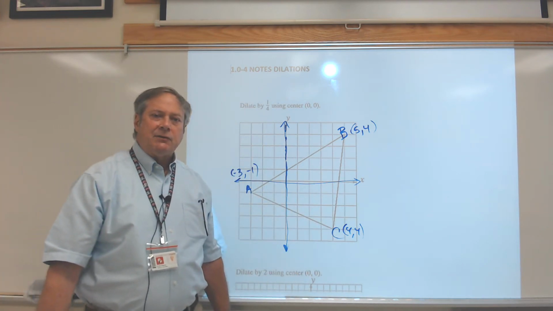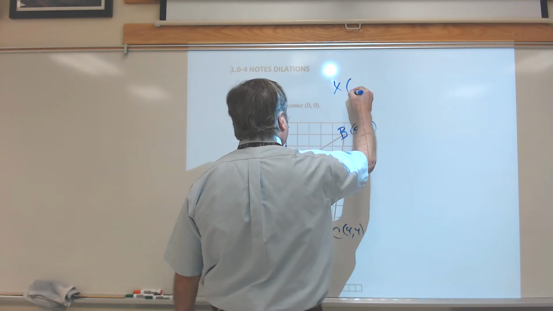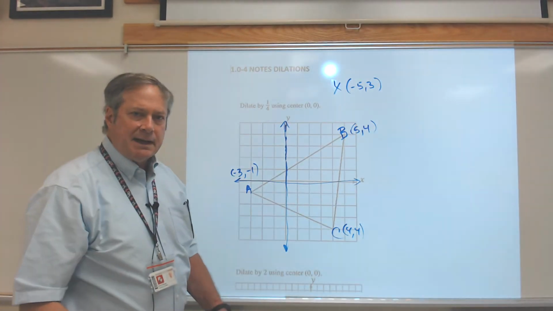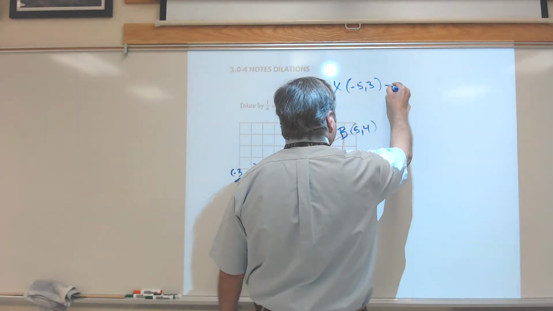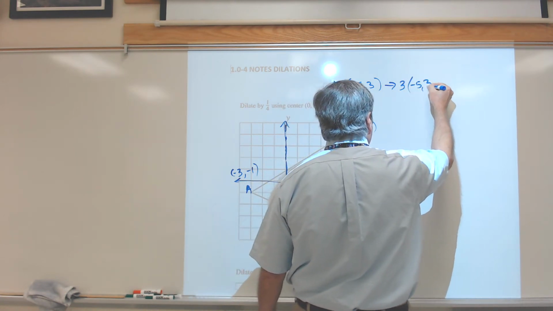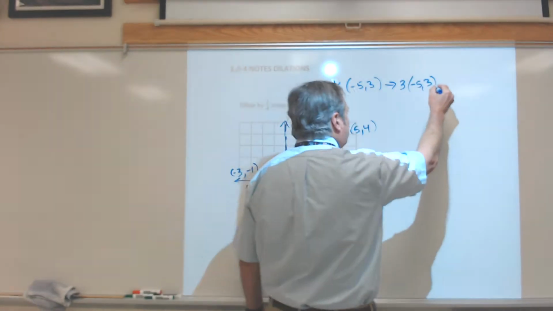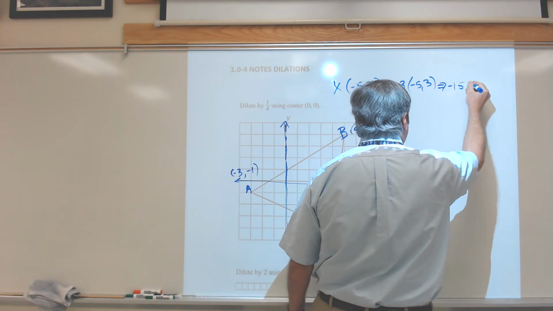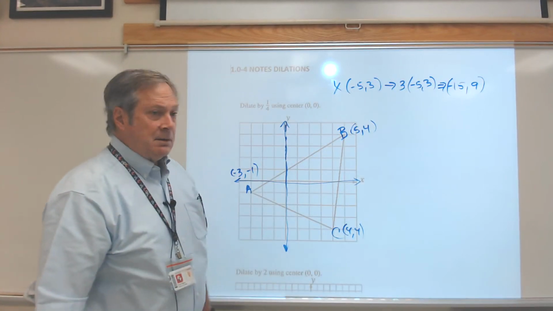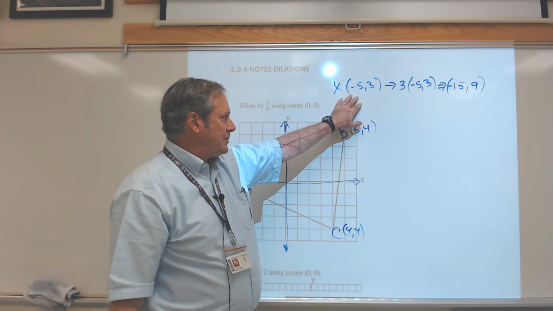Okay, now the way these dilations work, for instance, let's say you've got a point X and it's -5, 3. Now, if you want to dilate it by, say, a factor of 3, you're going to do 3 times that ordered pair. So 3 times -5 would be -15. 3 times 3 would be 9. And so that's how you would dilate just a point, an ordered pair.